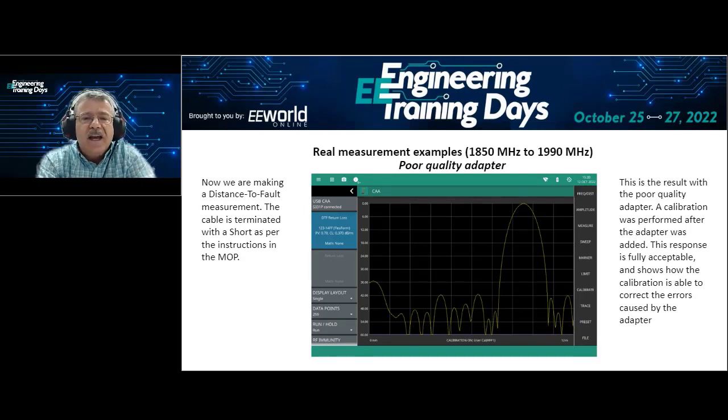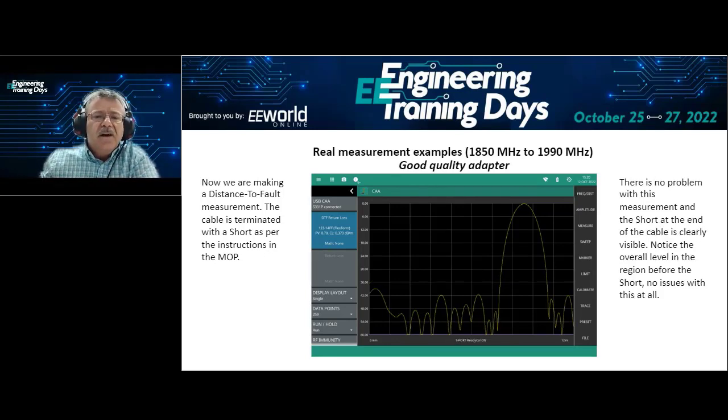Now, here's the exact same poor quality adapter, but we went ahead and did that calibration, and we've resolved the issues. I have no problem with this measurement at all. The peak at the very beginning is slightly higher than it was with the high quality adapter, but not enough to be concerned.